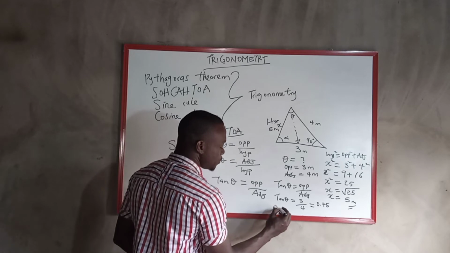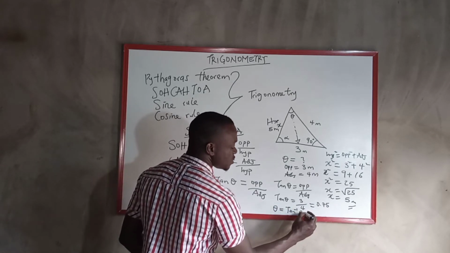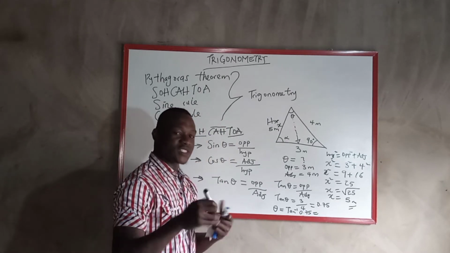So our theta will become the tan inverse, or the arctan, of our answer, 0.75, which will be what? What will be the answer? Tell me in the comment section below.